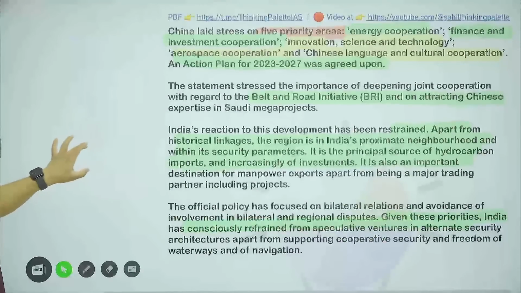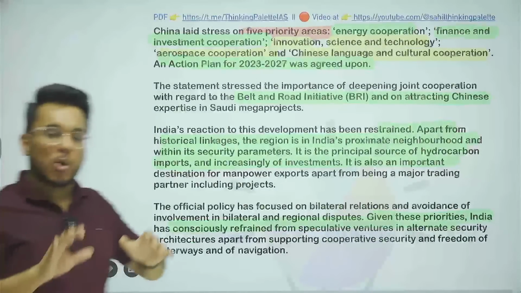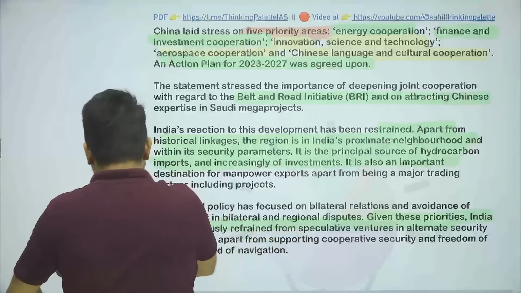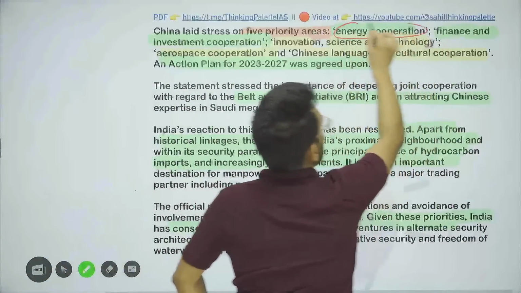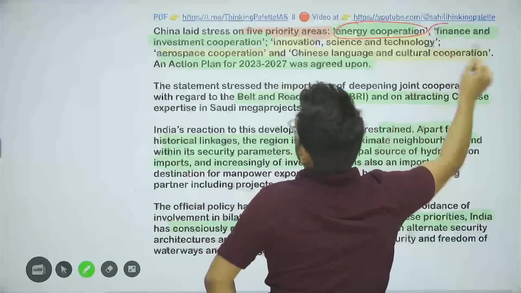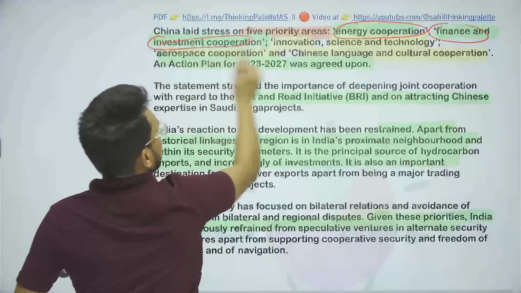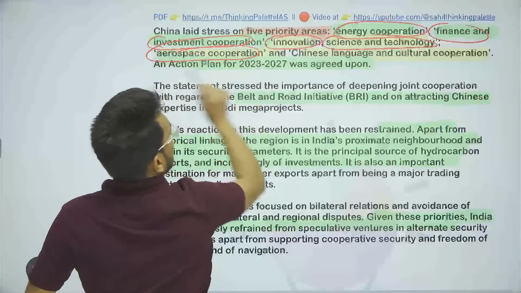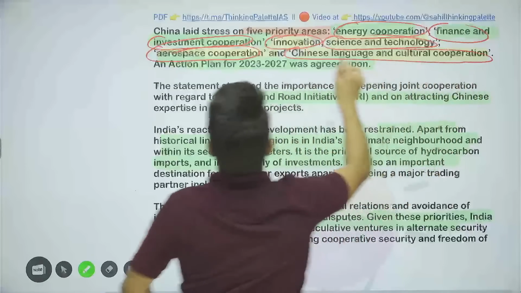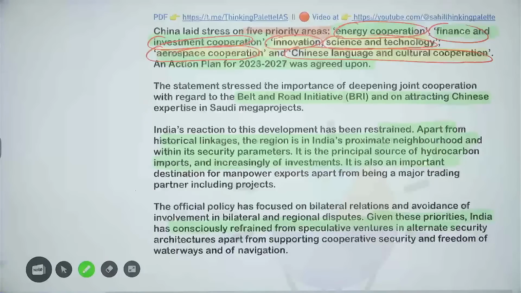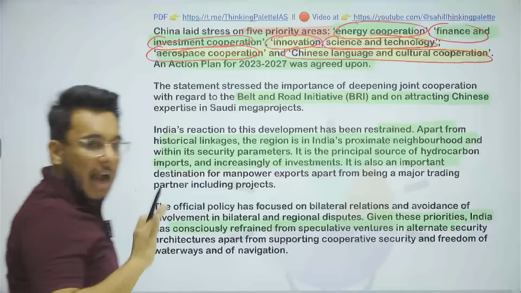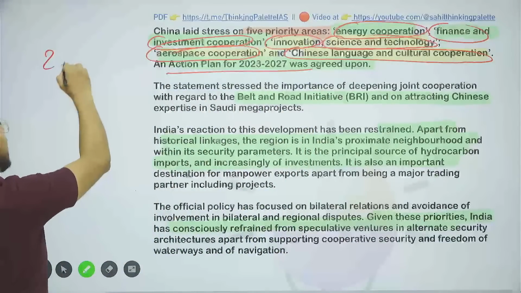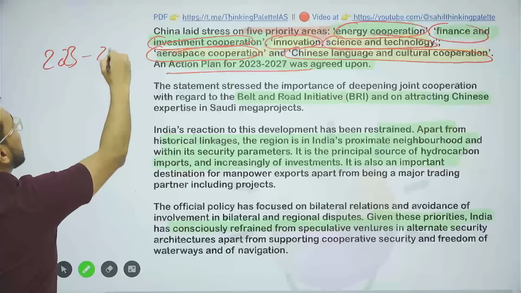Now, China had said that it wants to focus on five priority areas in this region. What are these five priority areas? Number one, energy cooperation. Second, finance and investment cooperation. Then innovation, science and technology, aerospace cooperation, and Chinese language and cultural cooperation. These are the cooperation areas proposed by China, and for these there is also an action plan for 23-27 that has been agreed.